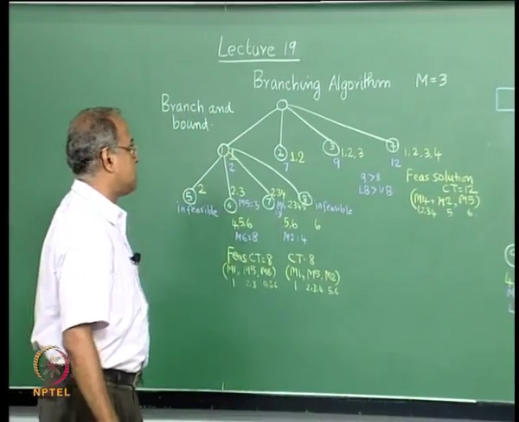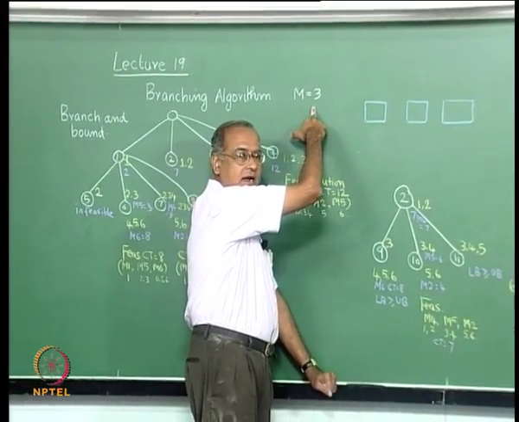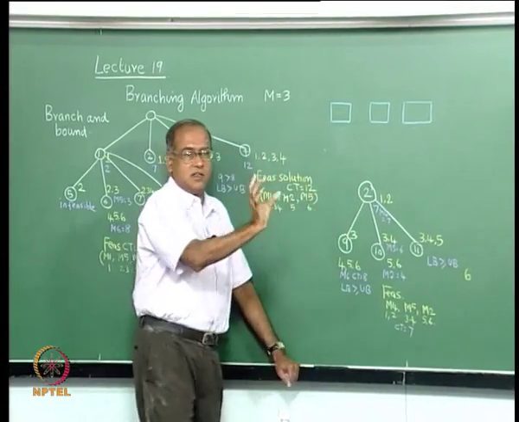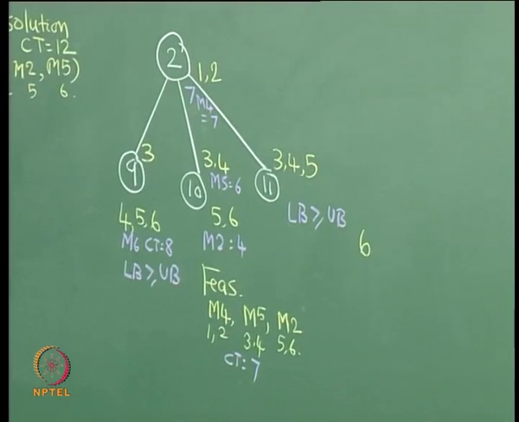So, the optimum solution, considering 3 positions and 3 machines and unidirectional flow, is given by this solution with 1, 2, 3, 4 and 5, 6 getting allocated with cycle time equal to 7.